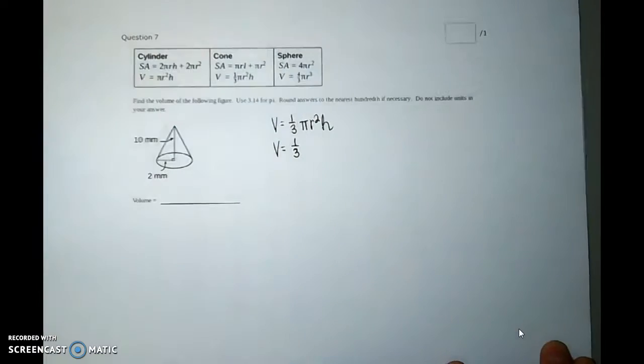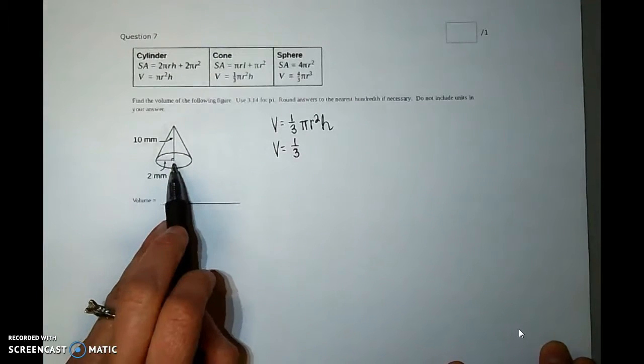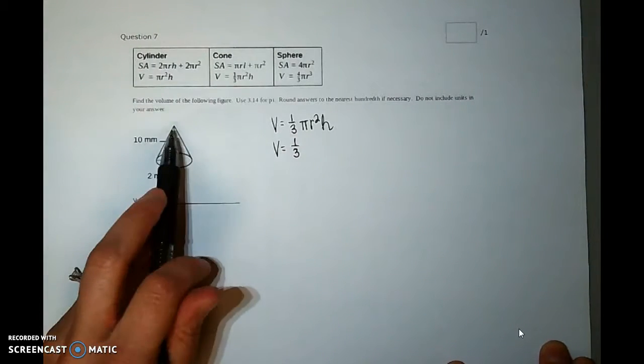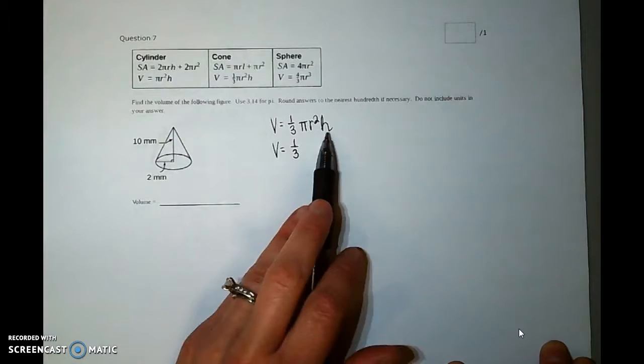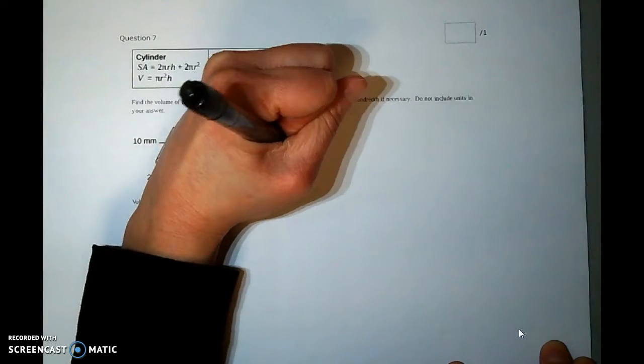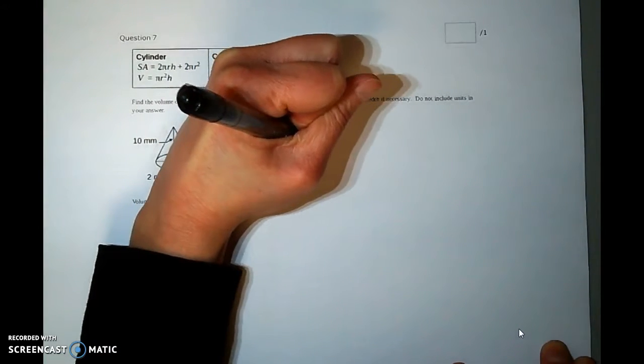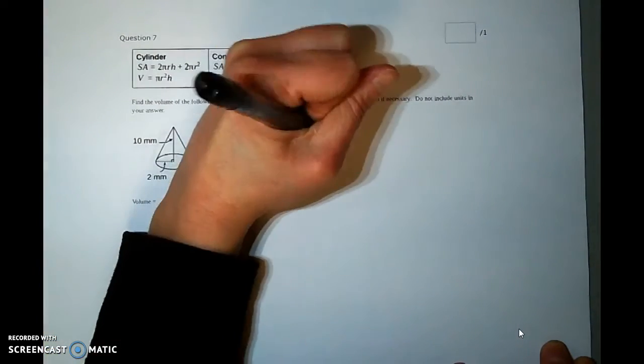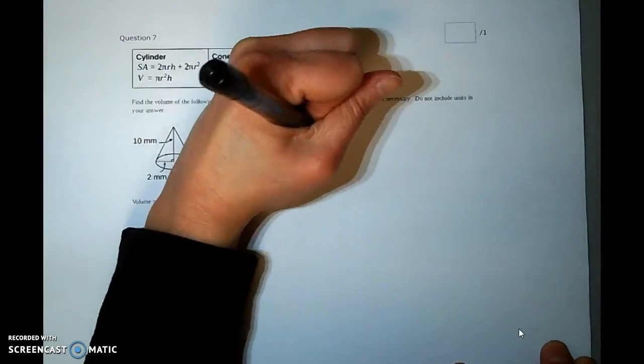And then, just like the other problems, I use 3.14 for pi. I can see that my radius is 2. And then my height, this time we're doing height, not slant height, is 10. Slant height is only used when we find surface area of a cone, not volume of a cone.